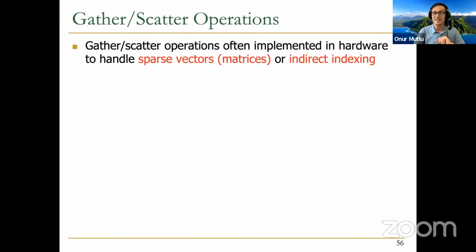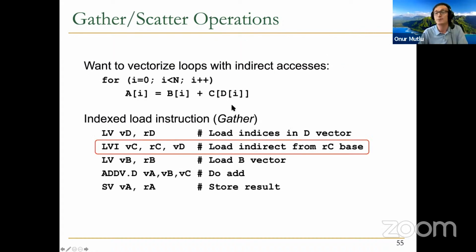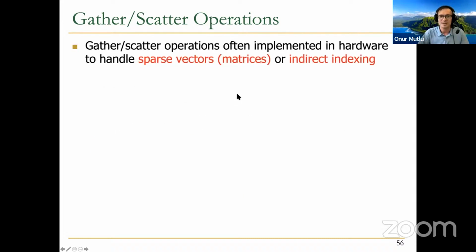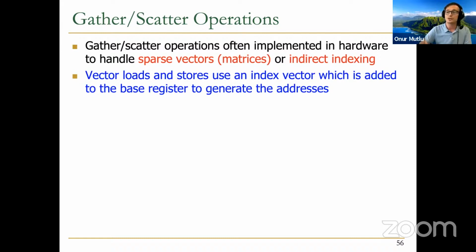So gather-scatter operations are often implemented in hardware to handle sparse vectors, sparse matrices, or indirect indexing like what we see. This could be a way of dealing with sparse vectors. You basically figure out which elements of the vectors are zeros and do not include those indices in the D vector over here. So let's take a look. Vector loads and stores use an index vector, which is added to the base register to generate the addresses.